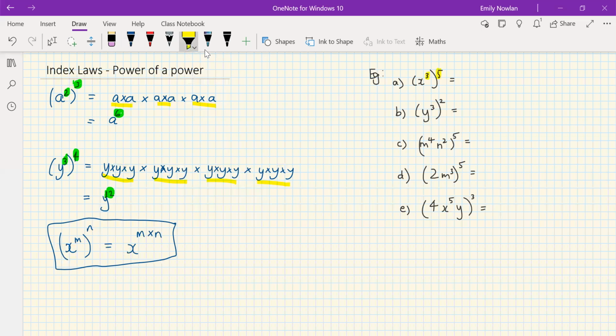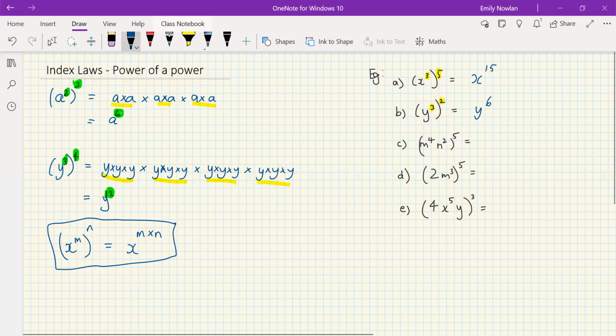Here's the 3 and the 5. It's a power of a power, so I'm multiplying. It's x to the power of 15. And here is a 3 and a 2. It's a power of a power. I'm multiplying, so it's y to the 6.